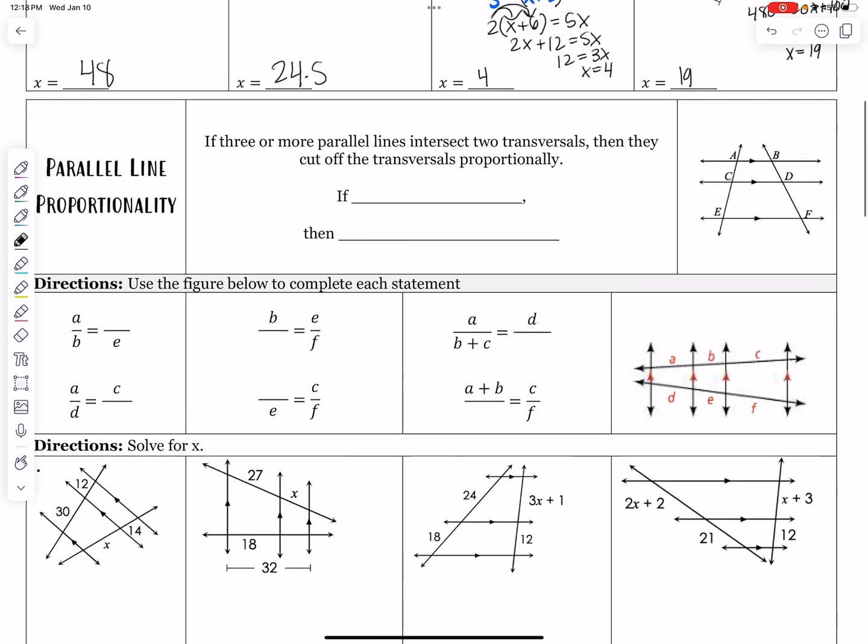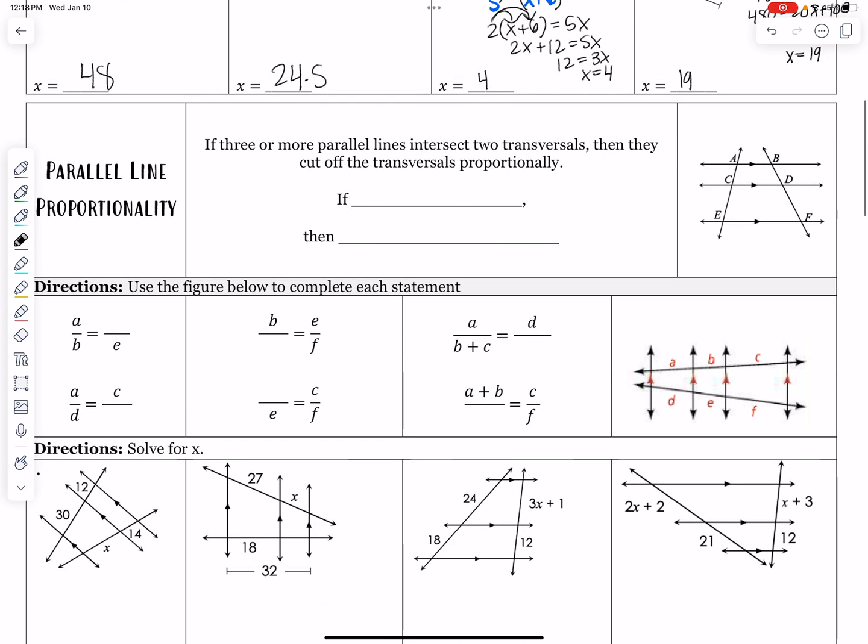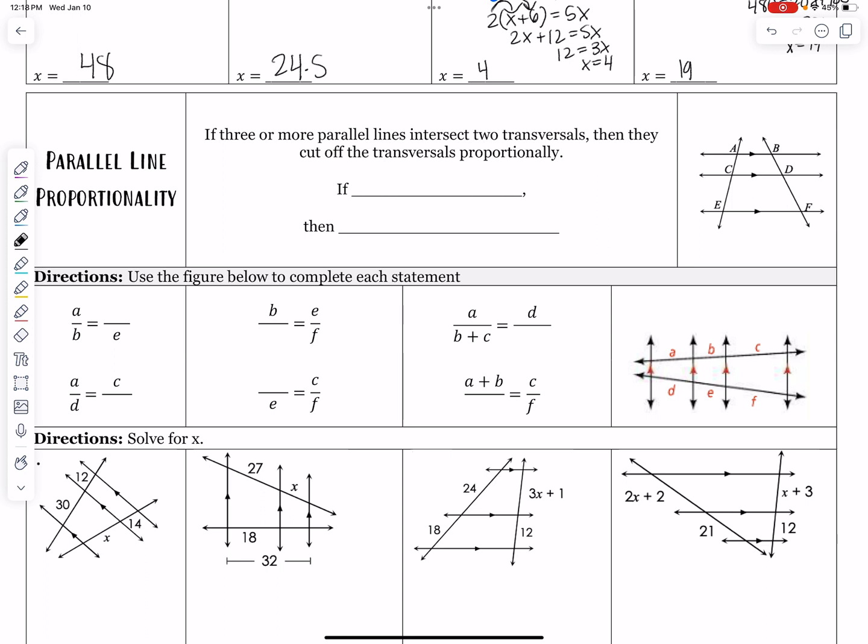Now let's look at, that's for triangles. So now we're looking at things that aren't necessarily triangles. We also have something called the parallel line proportionality. So no longer are we just looking at three-sided figures, we're looking at parallel lines. And here's what it says.